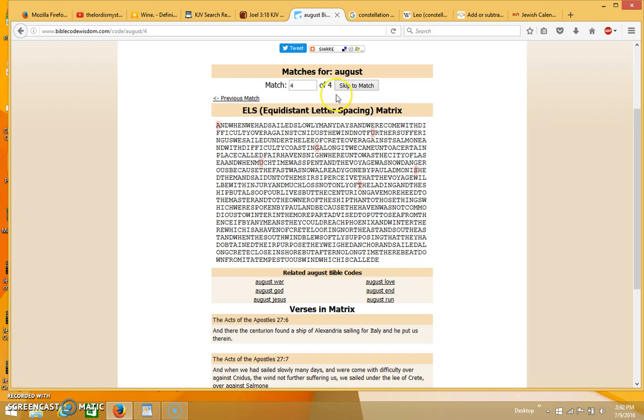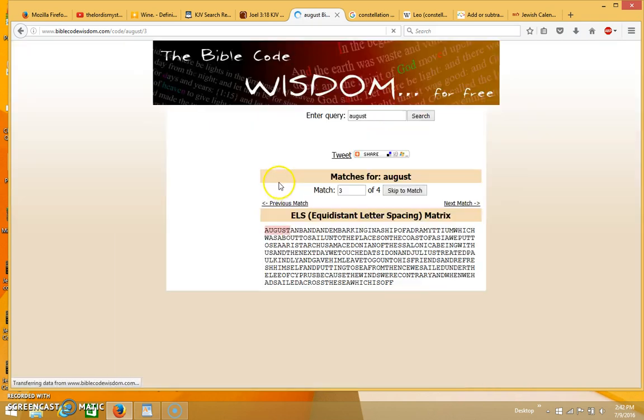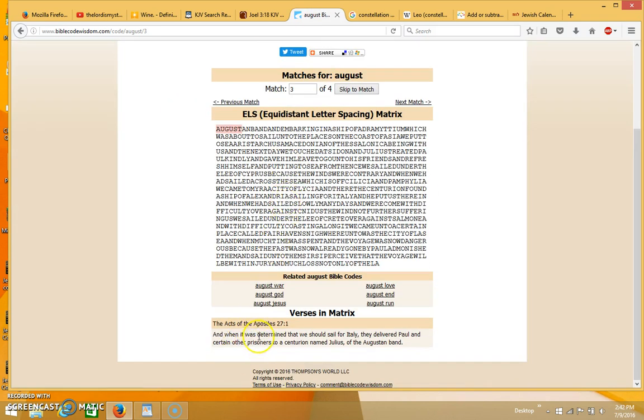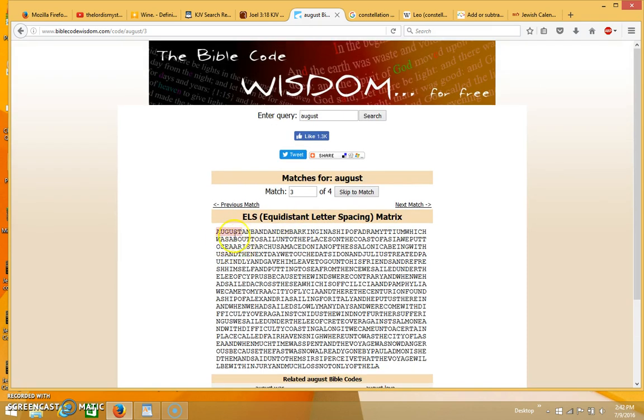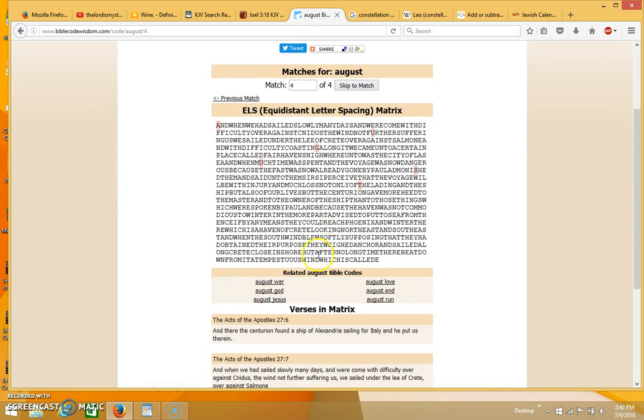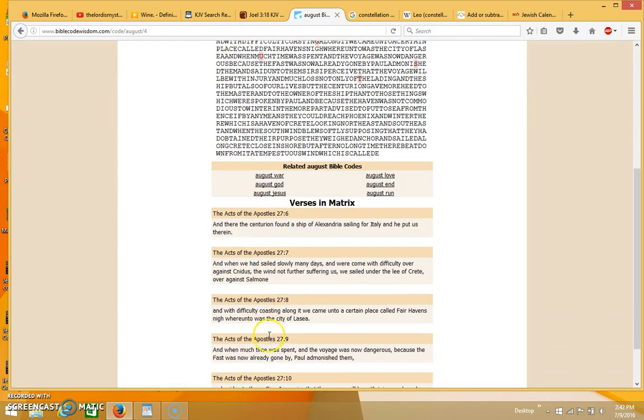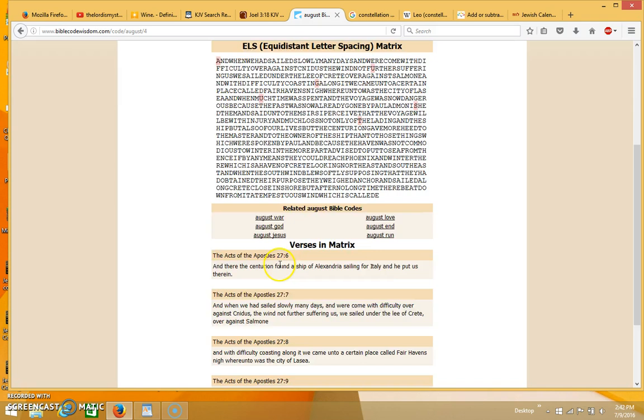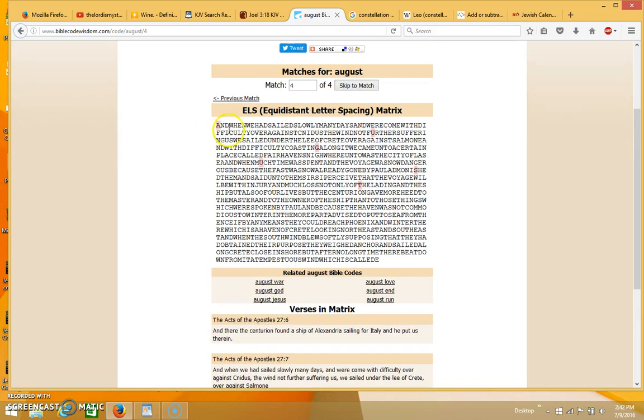This is the 4th one. And if you go back one, you can see that's also coming up in the book of Acts, chapter 27. And in this one, you have the word August coming up in the plain text. It's actually part of the word Augustine, but it overlaps with the last matrix here that's also in the book of Acts, chapter 27, just a few verses down. And this time it comes up in ELS form.